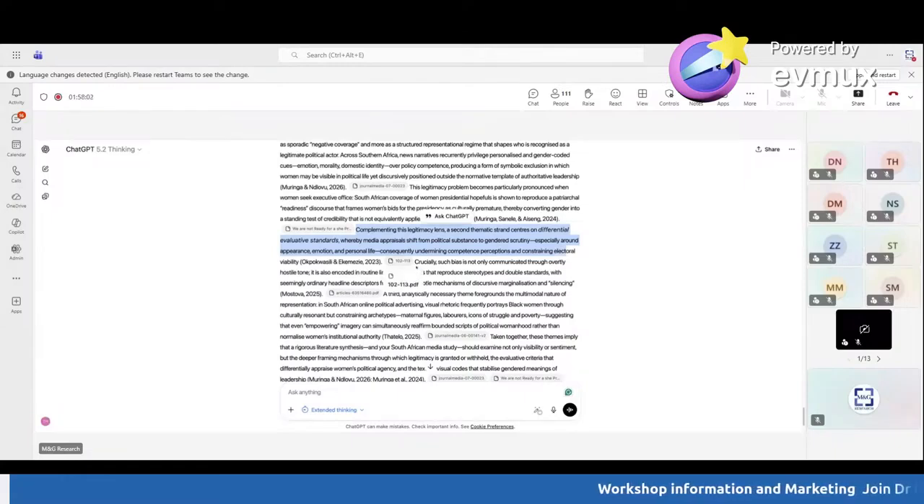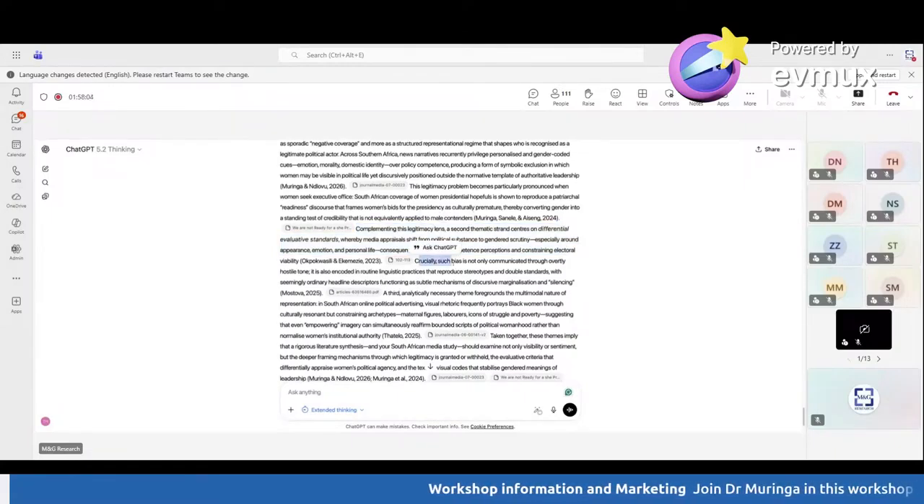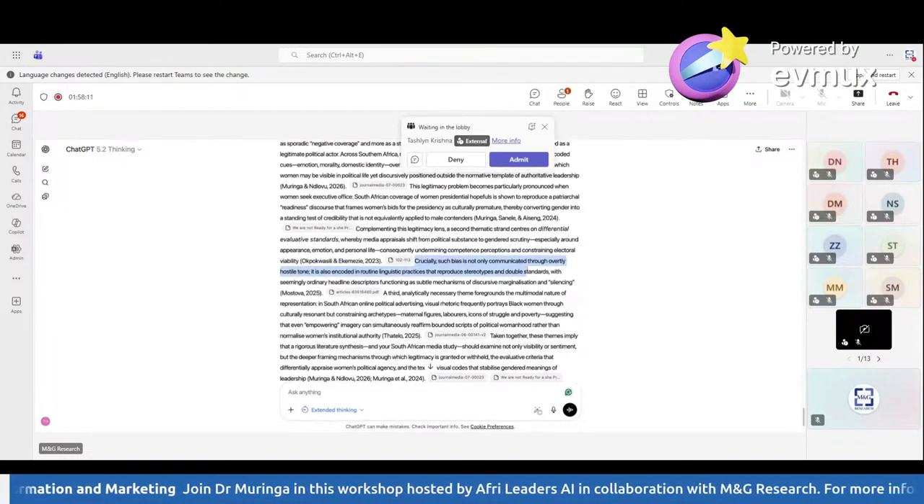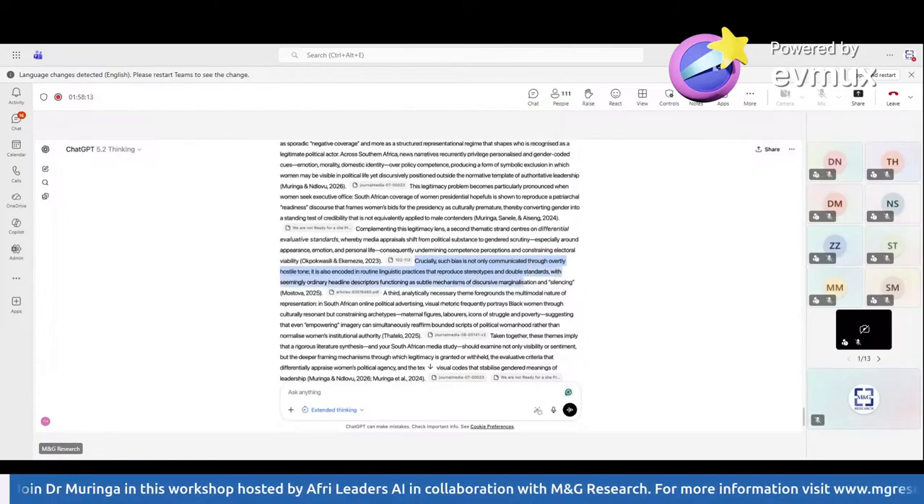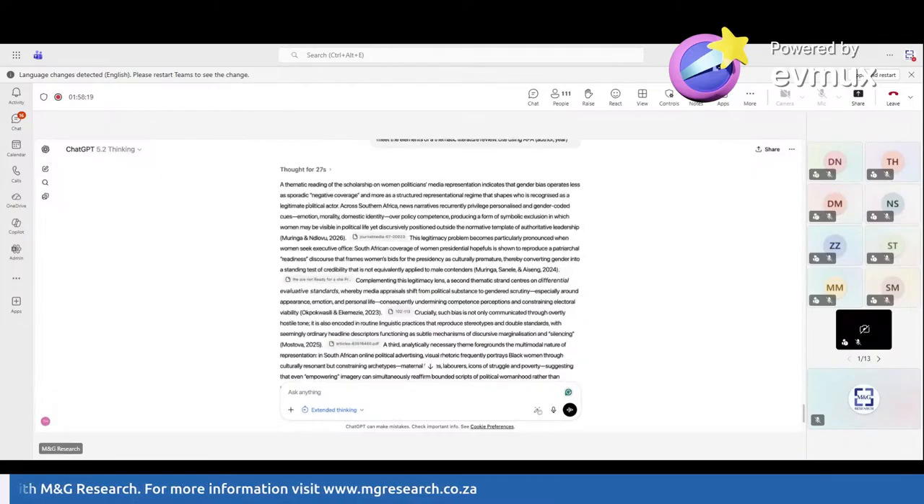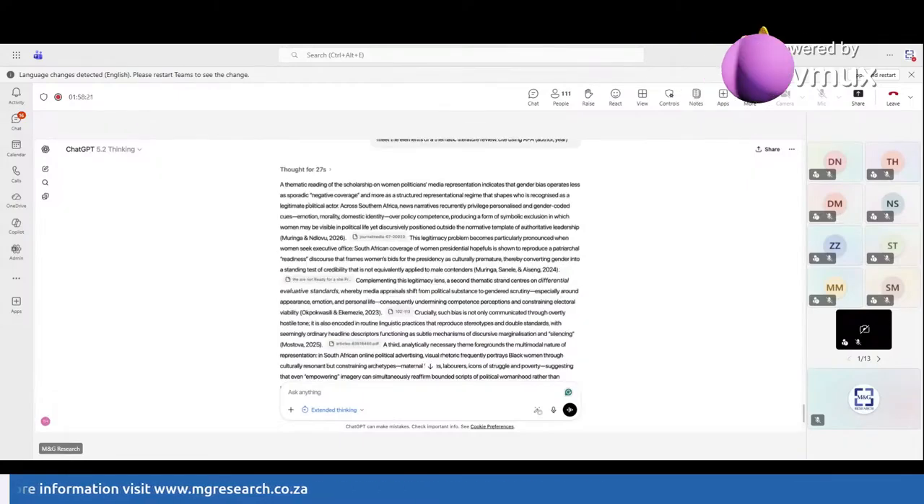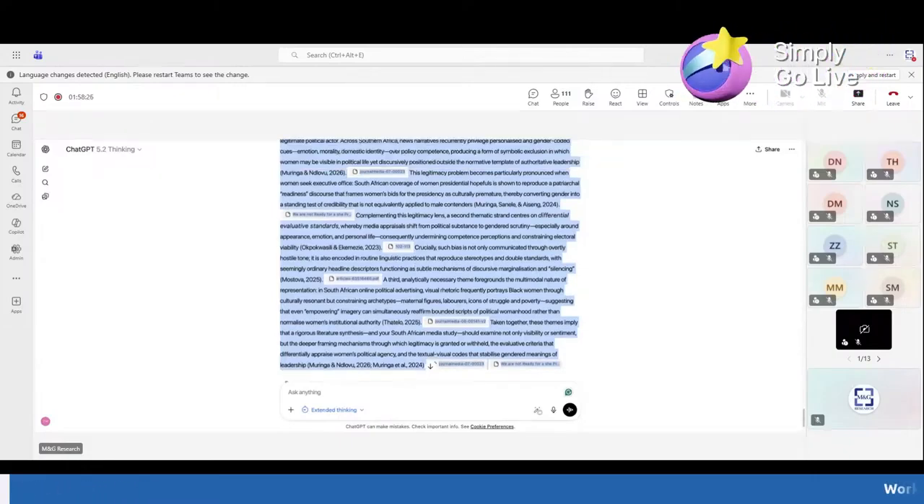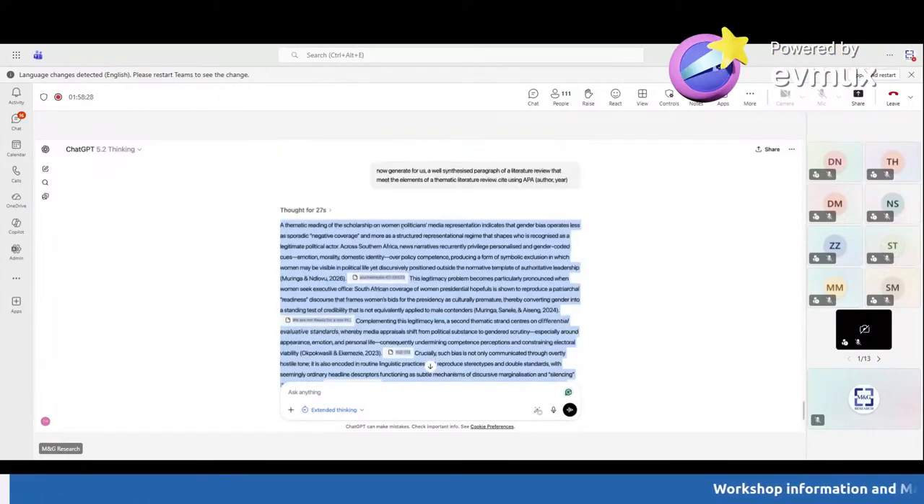Then it says here, crucially, such bias is not only communicated through overtly hostile tone, it is also echoed in routine logistics, right? A third analytical strand. So this section here, in as much as it is long, you would see that we are doing a thematic analysis of what literature is, right? But we are not looking at what the scholars were saying. We are drawing from the themes that we have, and our themes are informed by the literature.